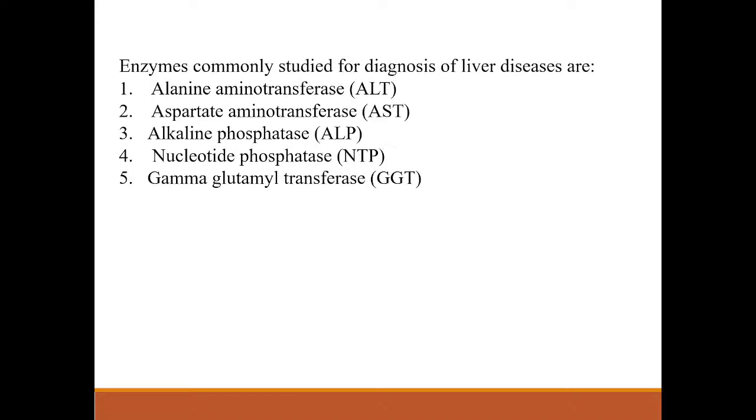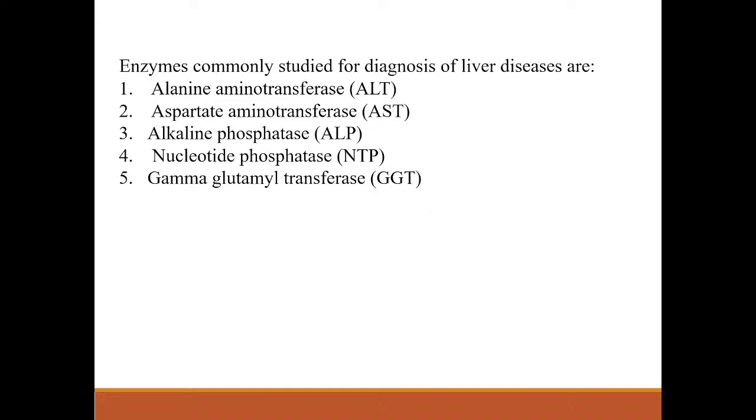So, what is happening? Enzymes commonly used for diagnosis of liver disease, like I have given for the heart. So, now you go for the liver, that also are used normally. They are ALT, AST, ALP, NTP, that is nucleotide phosphatase, and GGT. These 5 are most important for liver disease. Okay. Enzymes I am telling you. Other things also can be measured, like total protein, bilirubin content and other things, but these are the main enzymes.